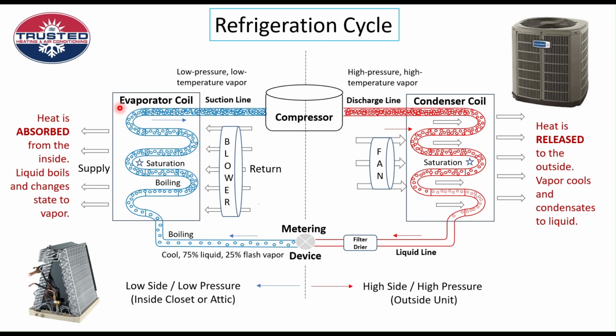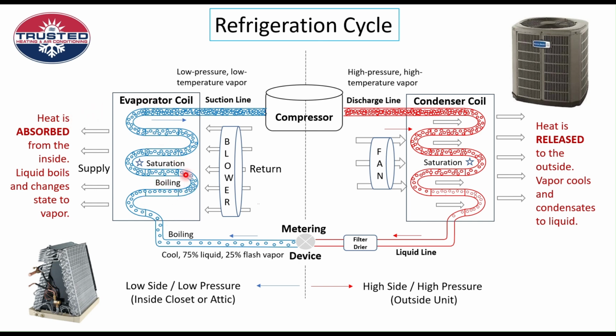Okay, so that's the evaporator coil, and then it comes into the compressor. It's compressed and comes into the condenser coil and runs back through the metering device, and it starts over again. So let's start here with the suction line. The evaporator coil, as we talked about, its job is to absorb heat.